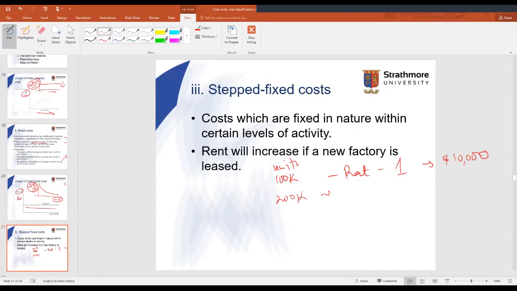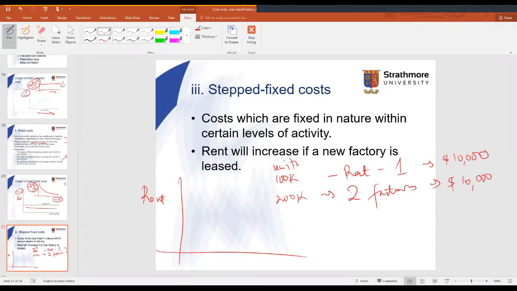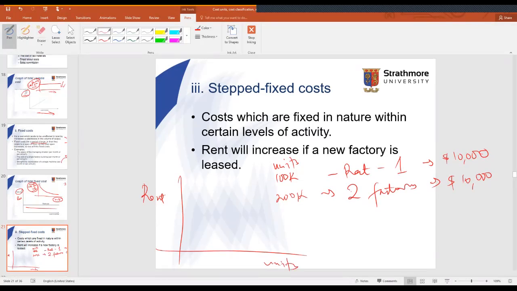You must rent a second factory somewhere, at an extra cost of 10,000. If you consider the total rent as our dependent variable, with units on the x-axis, we will see that if you produce between 0 and 100,000 units, the rent is the same. You pay 10,000.